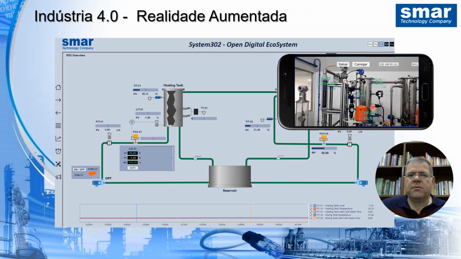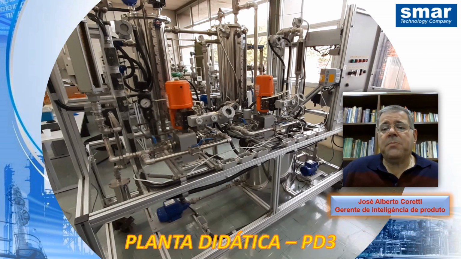We present an example of our monitoring system, which monitors the educational plant. And also through a mobile phone, we are showing augmented reality here. It is entirely possible to integrate with Industry 4.0 and the digitalization of the educational plant. With this explanation, we finish the basic overview of our educational plant.